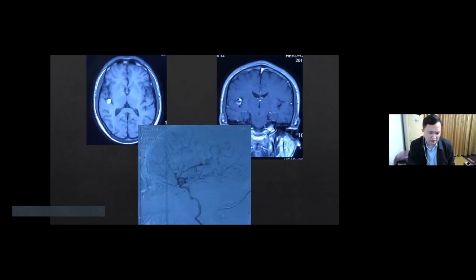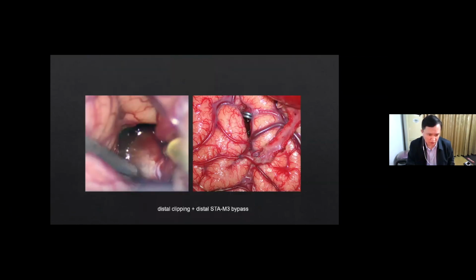So this is even more distal. You can see this is almost in the Sylvian fissure, and it's quite a large aneurysm. The vessel wall was so thick, so I don't worry about the rupture of the aneurysm. So I only did the distal clip, combined with the distal STA-M3 bypass. So you can see the distal clip of the aneurysm combined with the distal STA-MCA bypass.